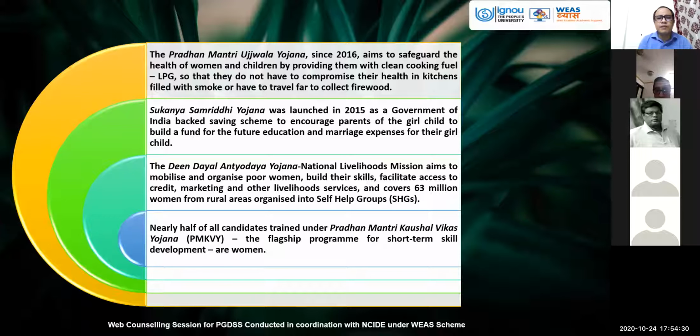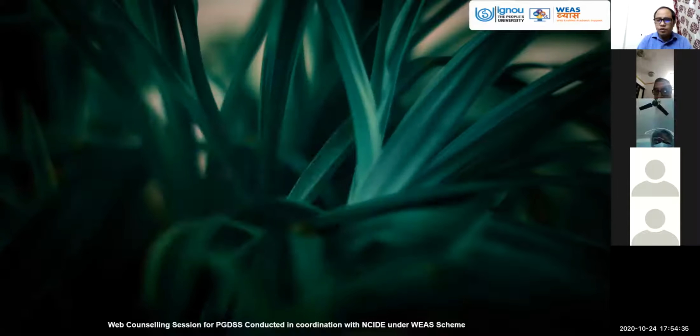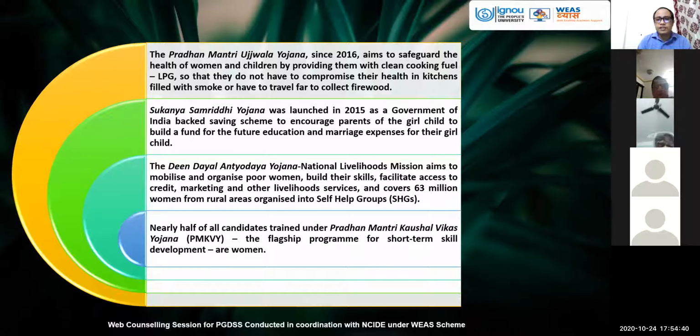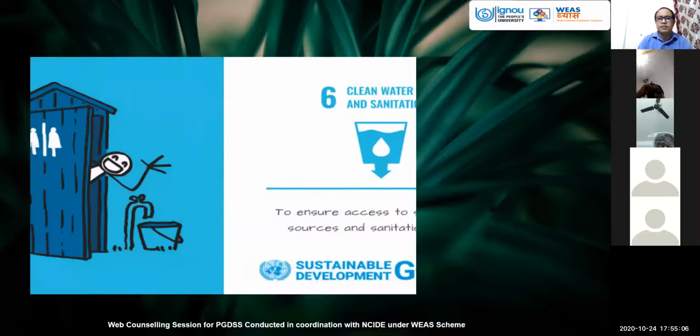We have Pradhan Mantri Kaushal Vikas Yojana, short-term skill development for women, and that is regularly going on. And in this equality, I want to mention that in the government sector we also have maternity benefit for women, with six months maternity leave, and a number of scientific programs like the Women Scientist Scheme and more. There are a number of schemes under DST and DBT. So these are some of the initiatives under the government.